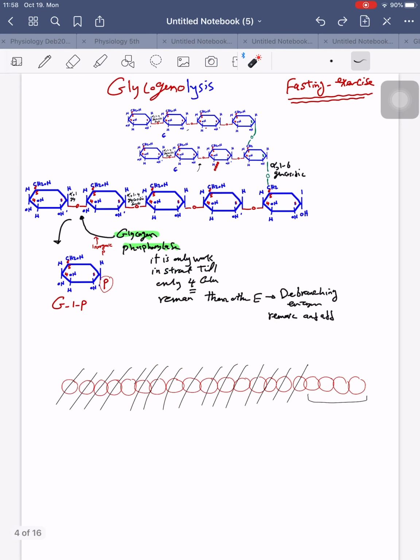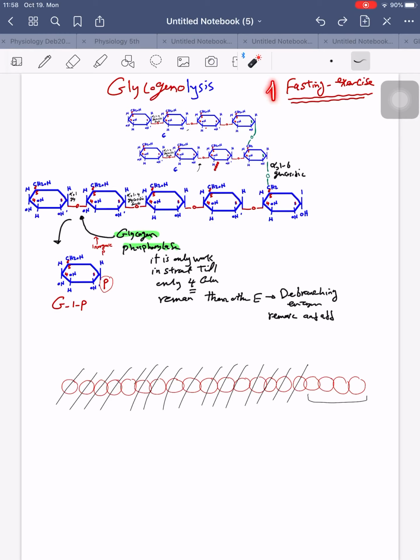Then we talk about glycogenolysis. Glycogenolysis means that we break down glycogen, where? In liver and the muscle, where it is stored. So in liver and the muscle, when we have low glucose in our body, especially during fasting and exercise.